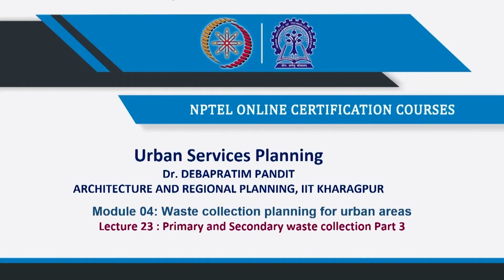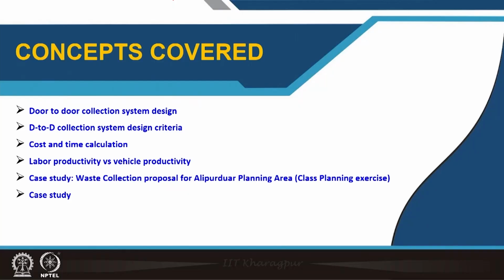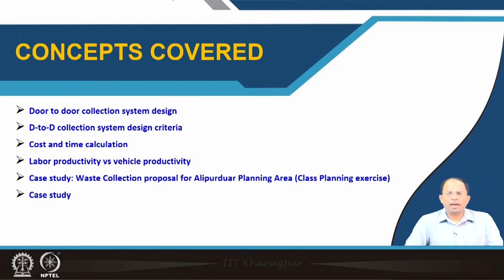Welcome back. In lecture 23, we will complete the third part of primary and secondary waste collection. The different concepts that we will cover are door-to-door collection system design, door-to-door collection system design criteria, cost and time calculation, labor productivity versus vehicle productivity, and then we will do a case study on waste collection proposal for Alipurduar planning area, which was a class planning exercise that we conducted, and some other case studies.